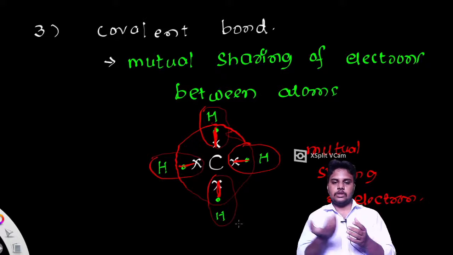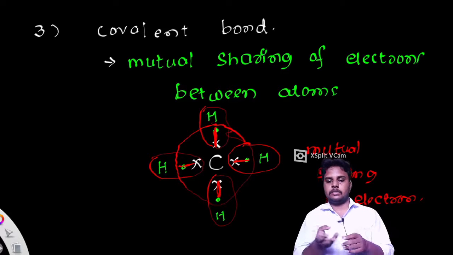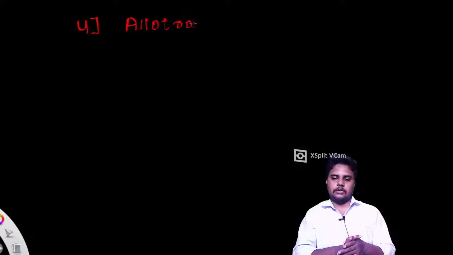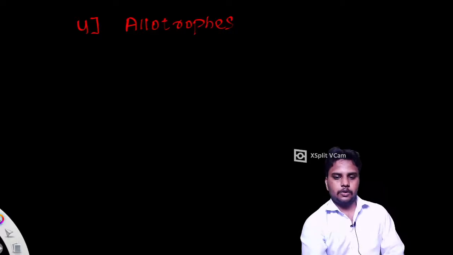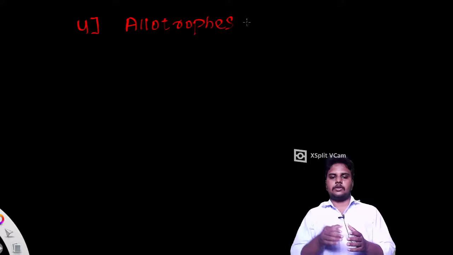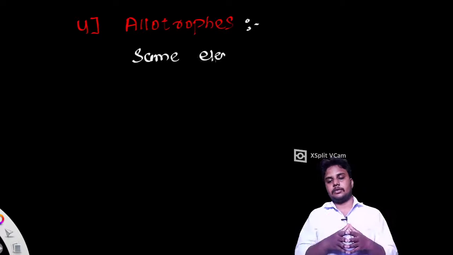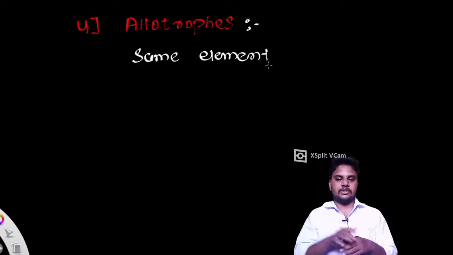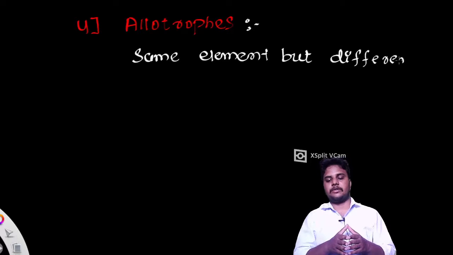Now we are interested in studying one more important property. We studied covalent bonds, so let us now study allotropes. Carbon has a unique feature to form allotropes. So what do we mean by allotropes? Carbon will exist in different forms. The element is carbon only, but it will exist in different forms. This property of carbon is called allotropy. The same element existing in different forms is called allotropes.